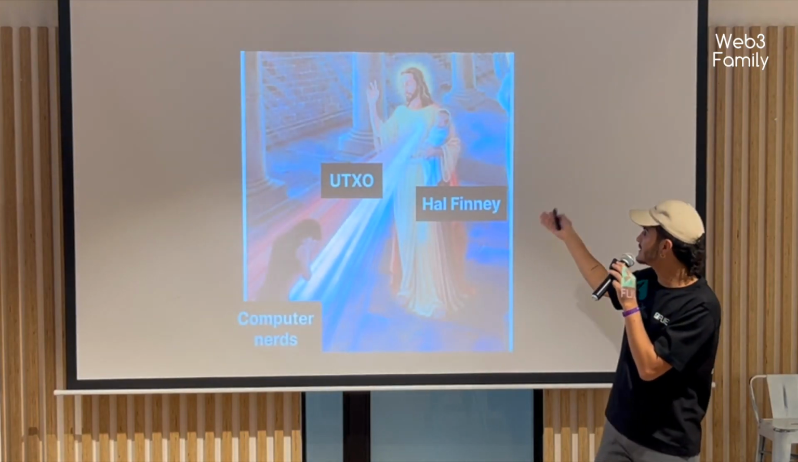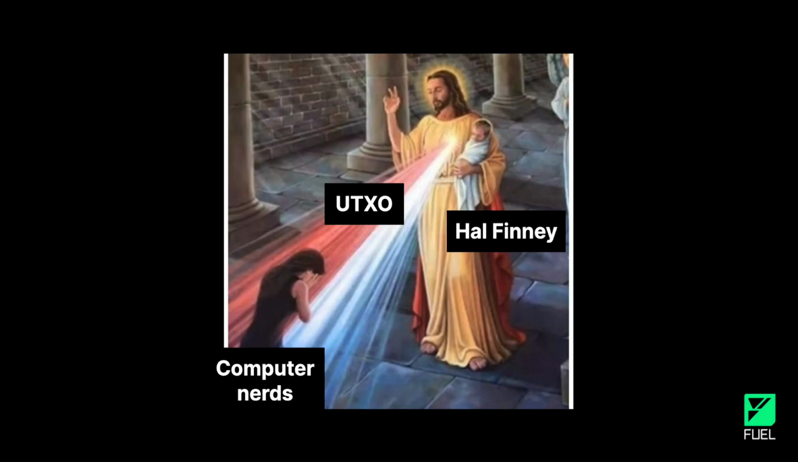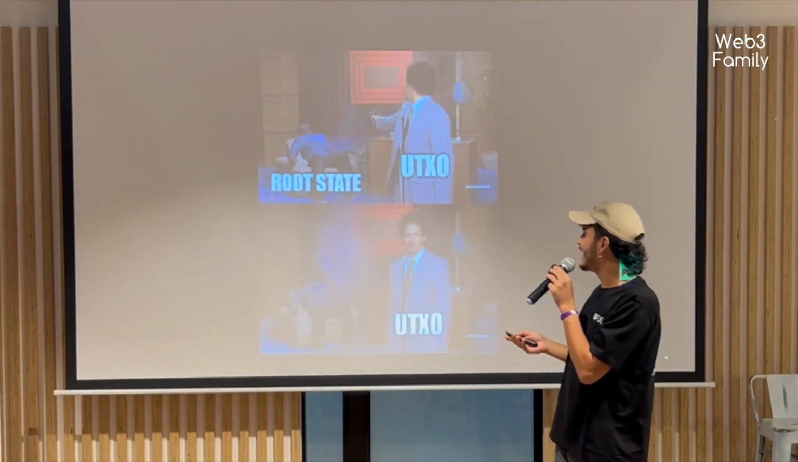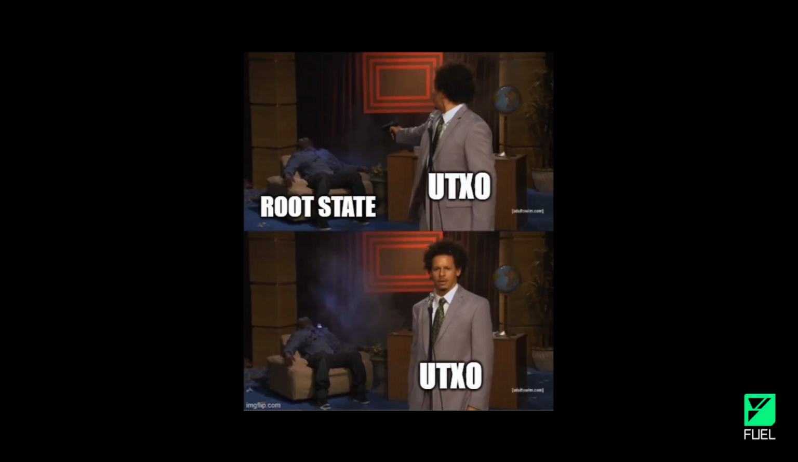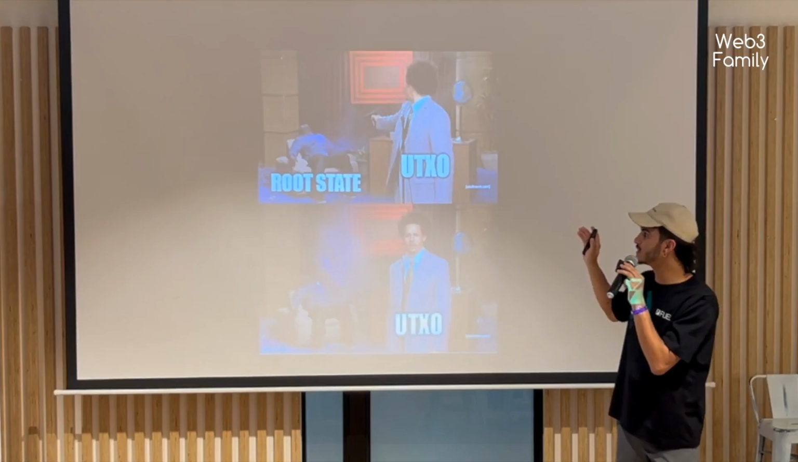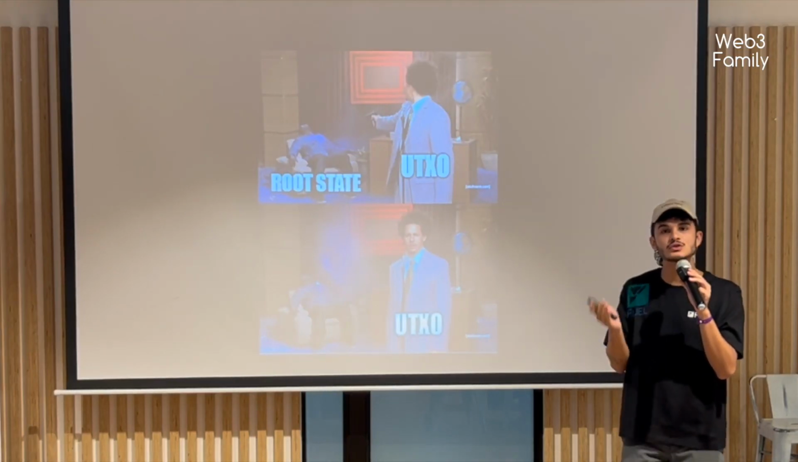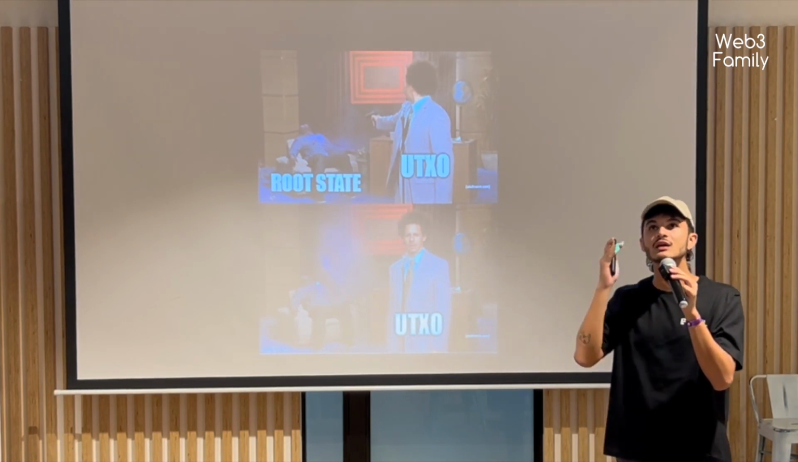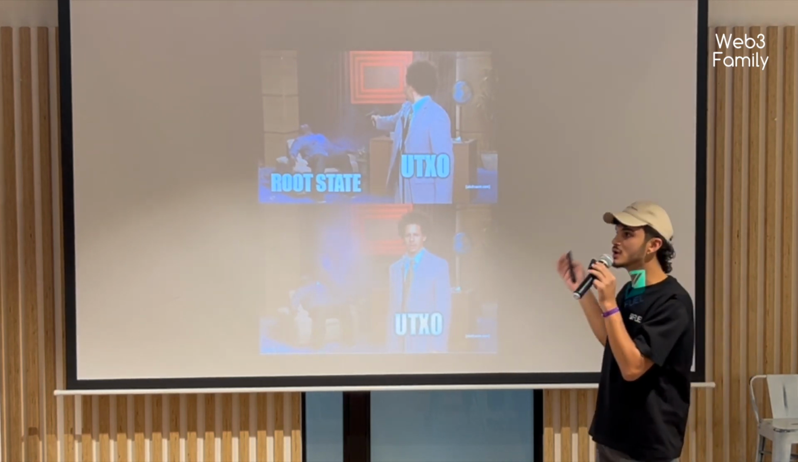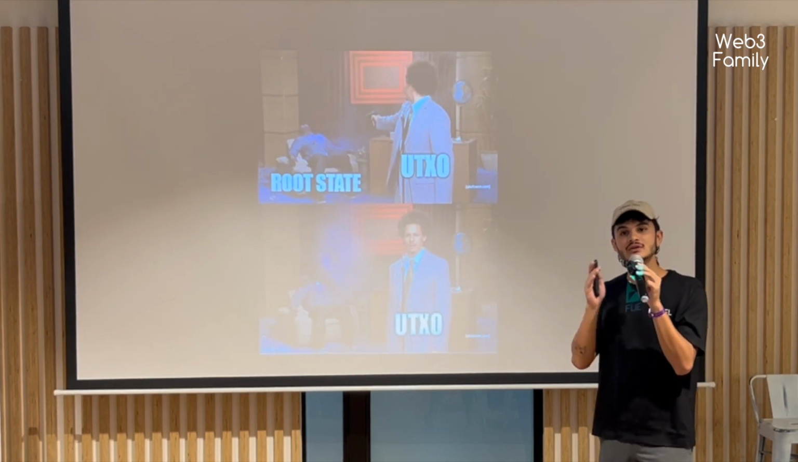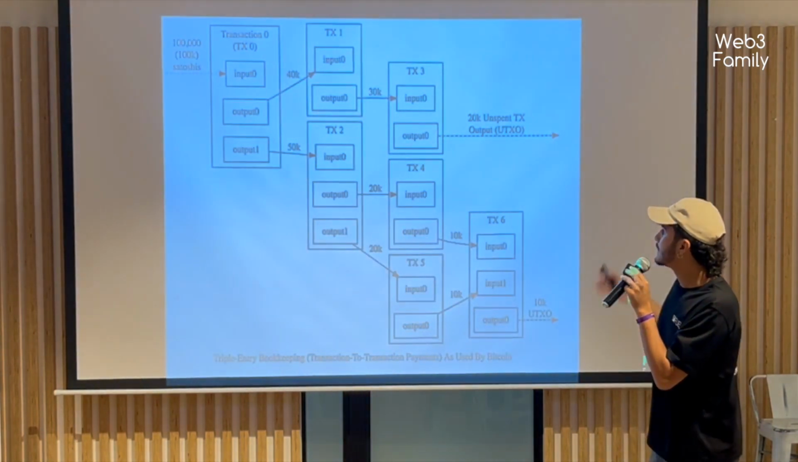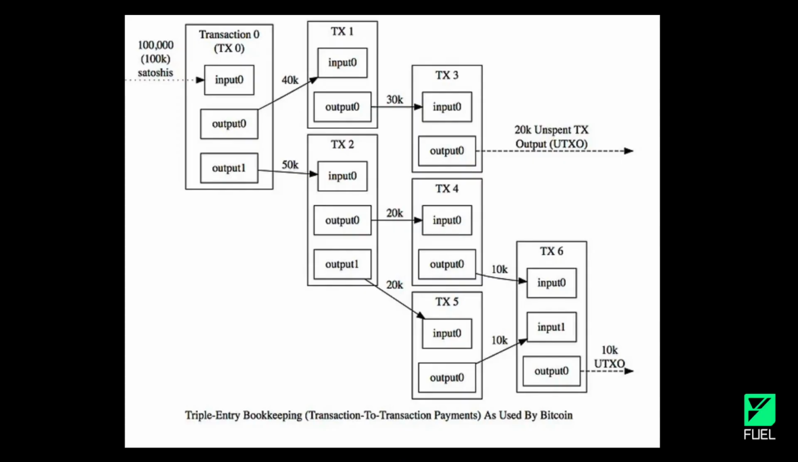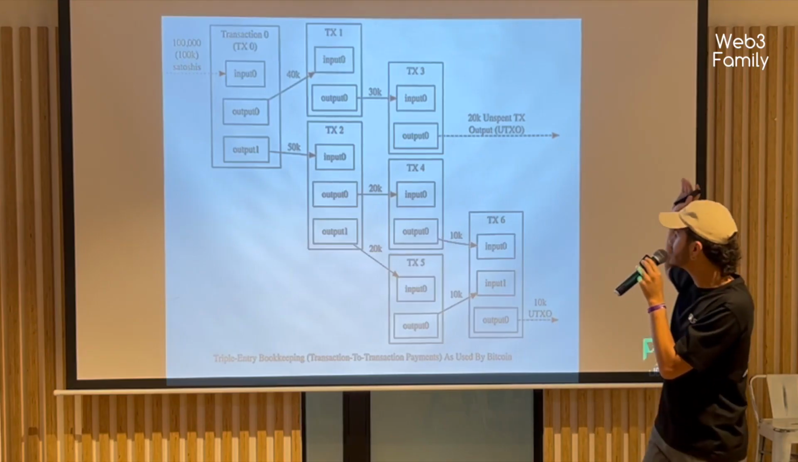Then comes the UTXO model, which comes as a blessing. This is Hal Finney giving us computer nerds the UTXOs. Basically, the UTXO has this power of avoiding the necessity to have a root state. So you don't have a centralized source of information containing the balances of all accounts, because UTXO handles that problem differently. UTXOs are basically the transaction model used by Bitcoin, and it looks like this.